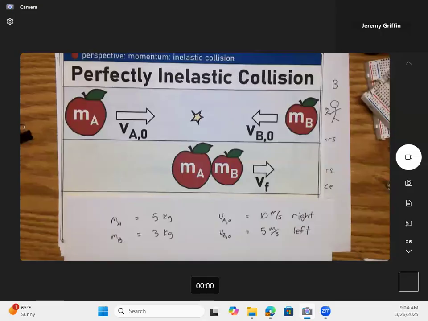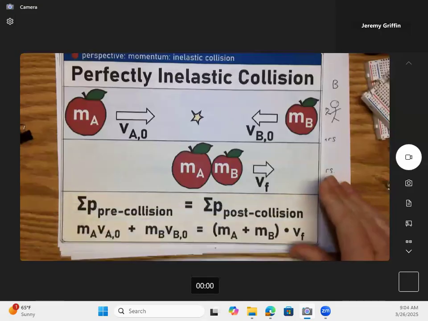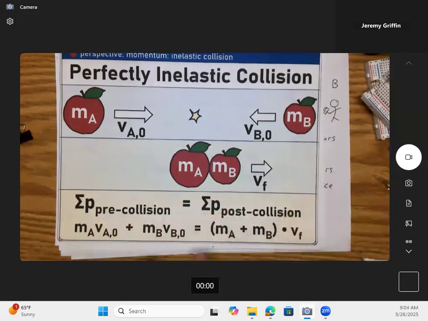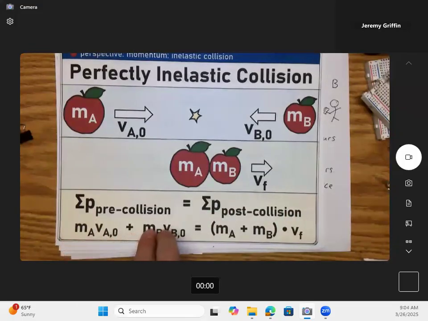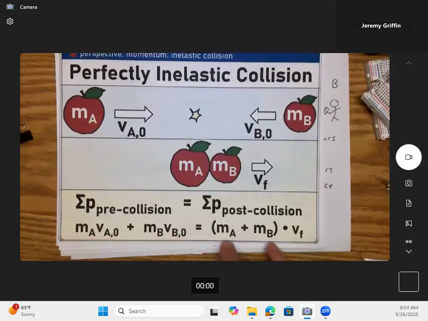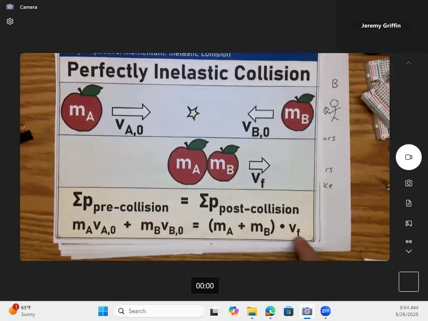All right, so some of you guys got it. Here's the formula you guys should use. Well, here's the framework. Momentum is conserved before and after. So if I add up all the mass times velocity before the collision, and then after the collision, they have to equate. That's conservation of momentum. In this case, they're going to make one giant mass with some common final velocity because they're stuck together. That's perfectly inelastic.